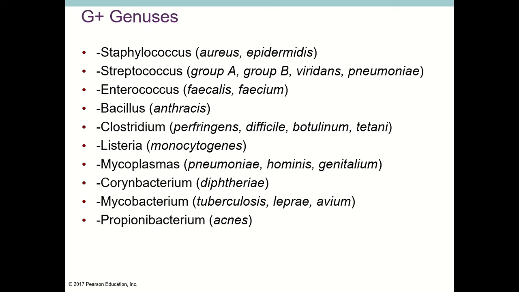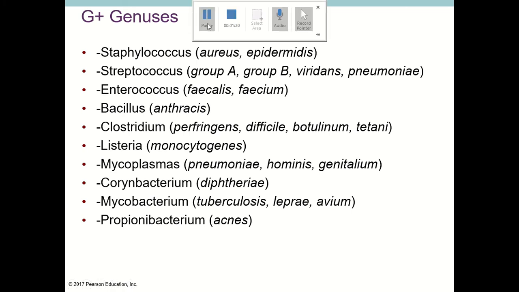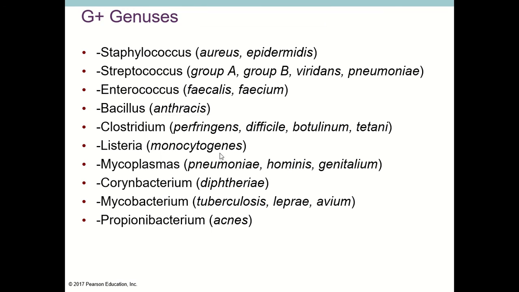Okay, so starting off with Staphylococcus, Streptococcus, Enterococcus, Bacillus, Clostridium, Listeria, Mycoplasmas, Corynebacterium, Mycobacterium, Propionibacterium. So I'll go ahead and go over a few of the diseases as well, which I'm actually highlighting here. For example, for Staphylococcus, these are two different specific species of the Staphylococcus genus. So we have Staph aureus and we have Staph epidermidis.